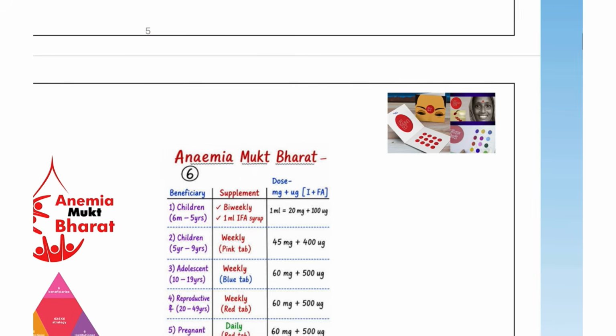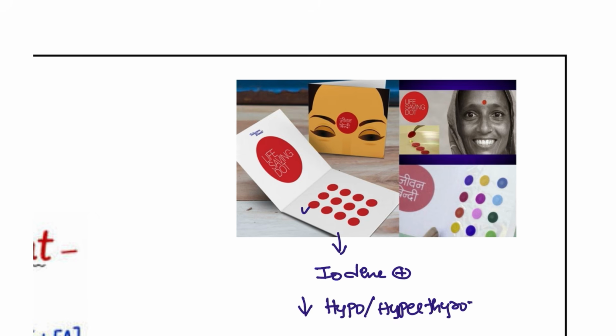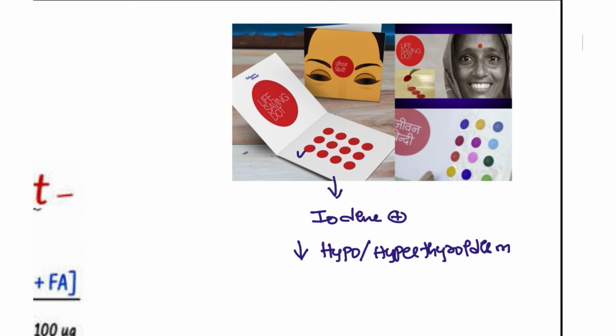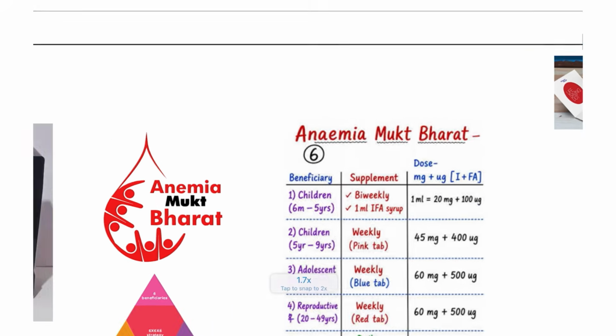This is done. Next, coming to this picture, what is this picture, guys? This is a bindi, and as per the National Health Mission program, this bindi contains iodine. This bindi will contain iodine, especially for rural women, to decrease the chances of hypothyroidism or hyperthyroidism. And also for pregnant women, to decrease cretinism. That is why they use the iodine bindi under the national health program.